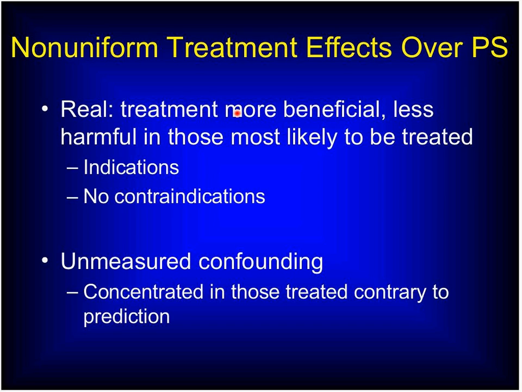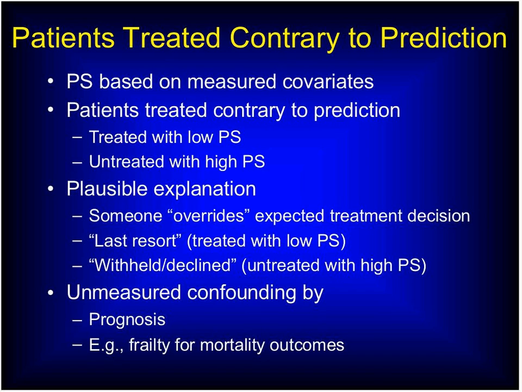Again, absolute contraindications, but some variables steer you away from treatment. But it could also be due to unmeasured confounding that is concentrated in those treated contrary to prediction, which would essentially explain why they were treated contrary to prediction. So something that's unmeasured would explain why the treatment decision that we actually would have predicted was switched, from treated to untreated and from untreated to treated.